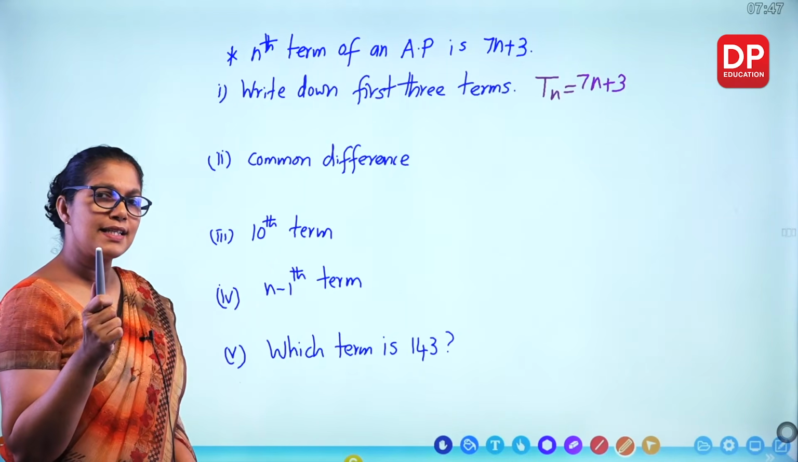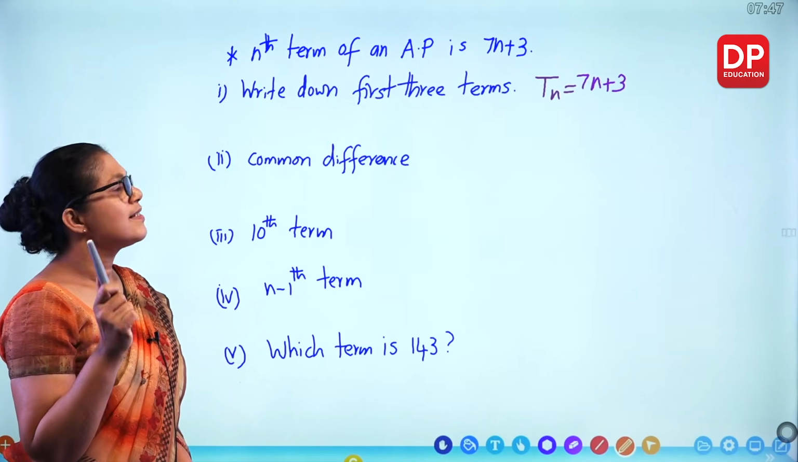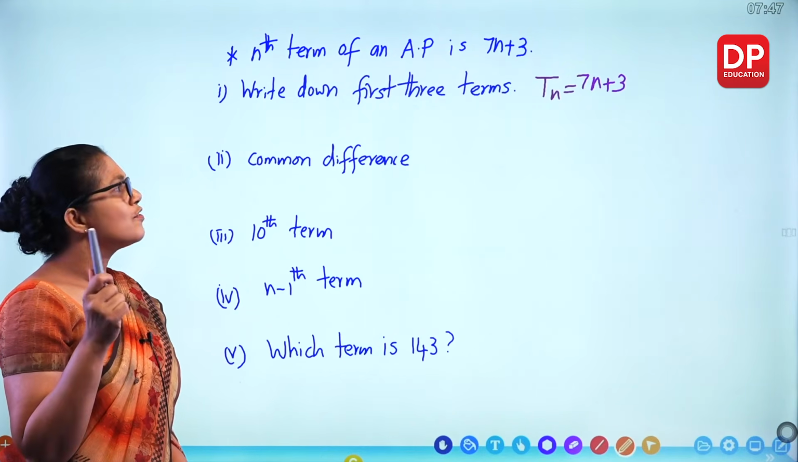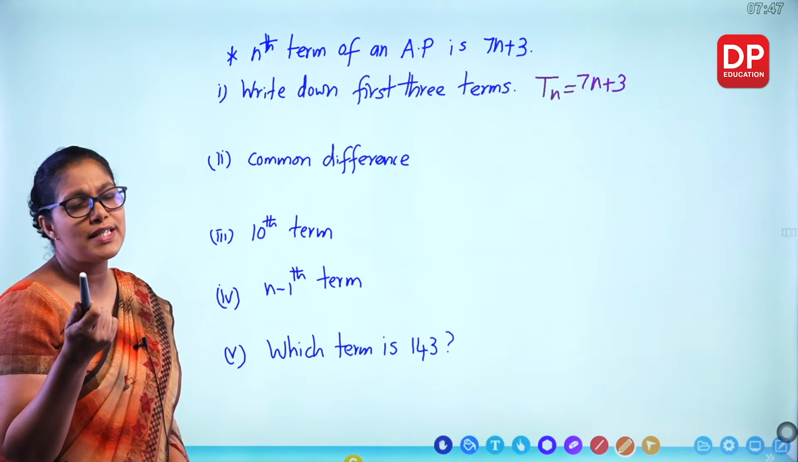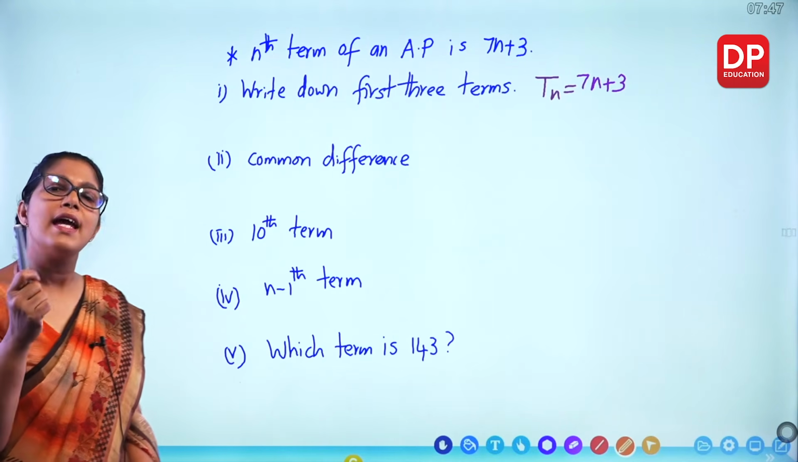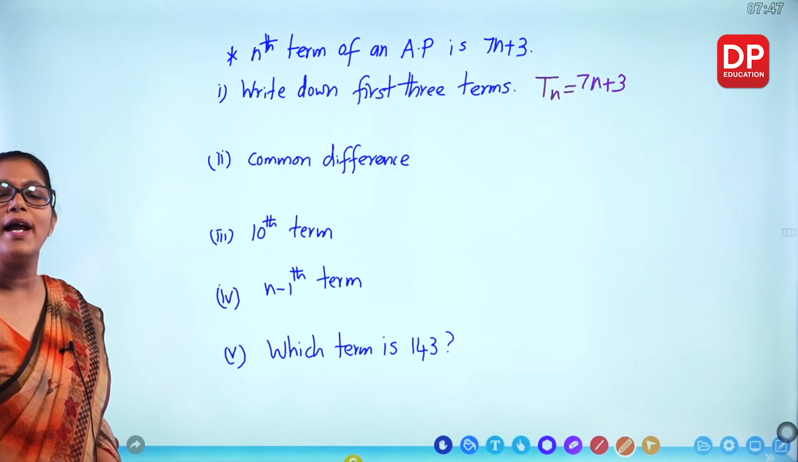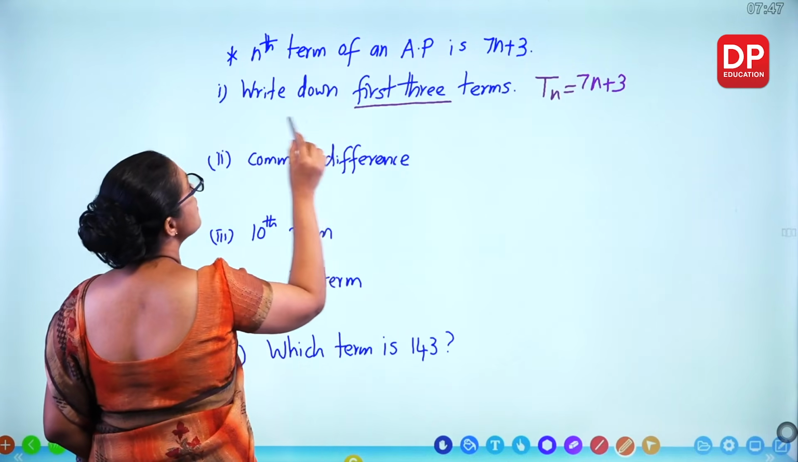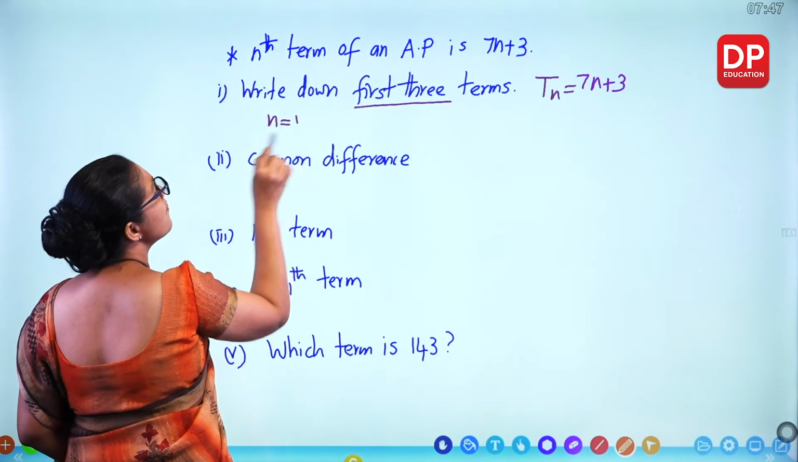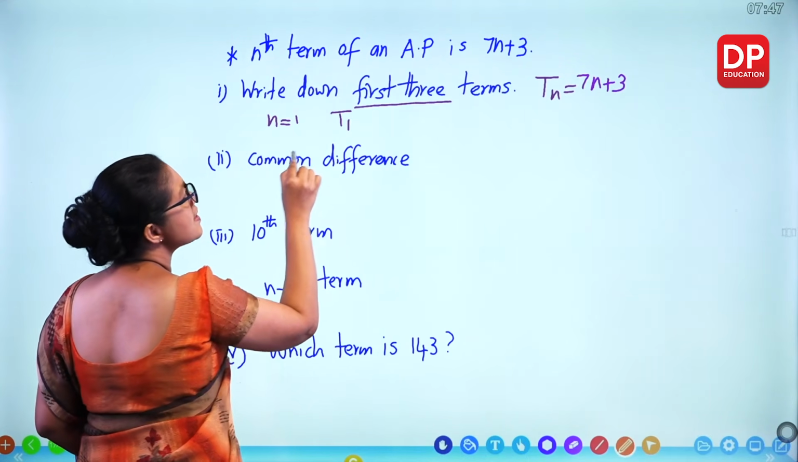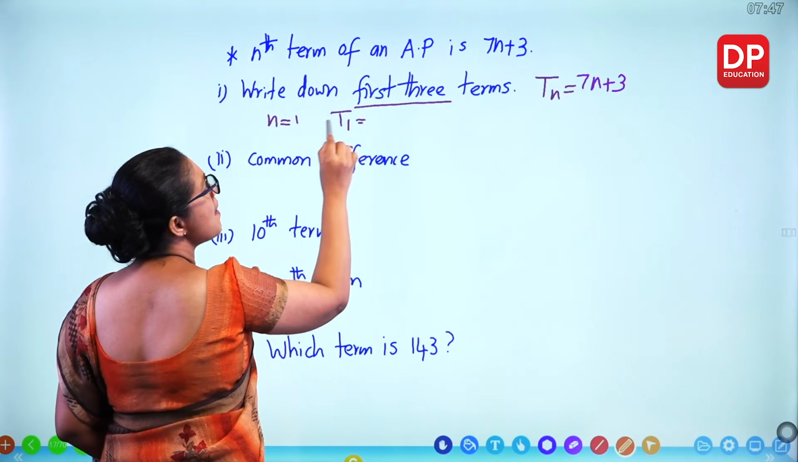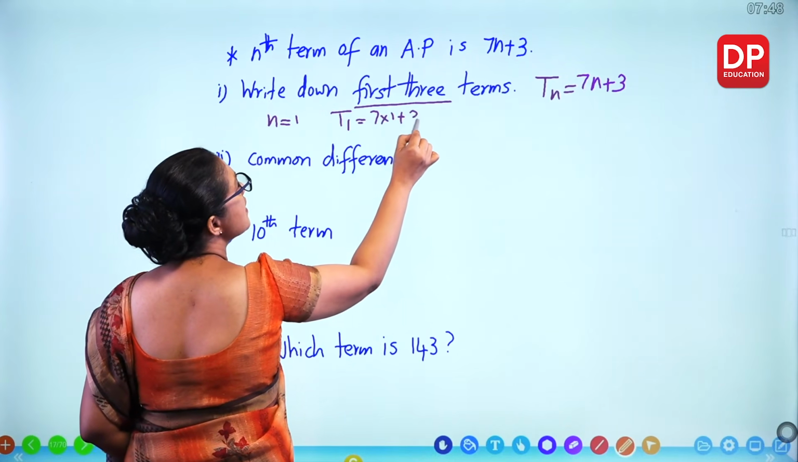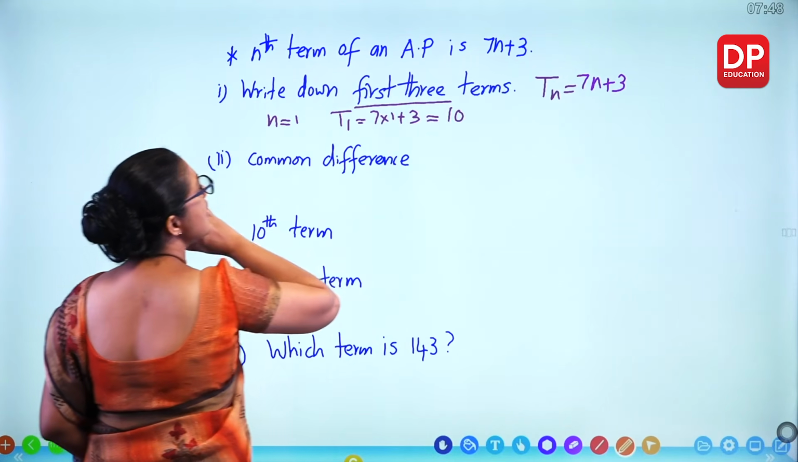First term is n equals 1. Second term is n equals 2. Third term is n equals 3. So what we do if you want to find out the terms? Just substitute n equals 1, n equals 2 and n equals 3. So here we need only 3 terms. So I'll first substitute 1, T1, that's the first term. 7 times 1, 7, plus 3, you get 10.